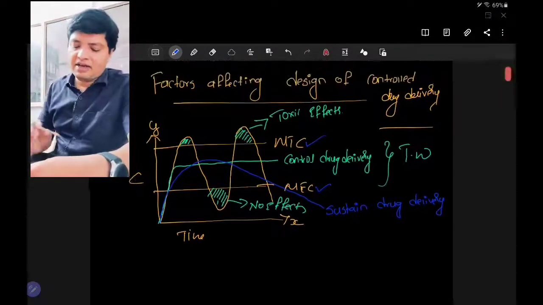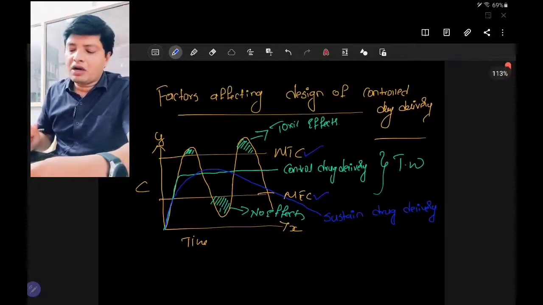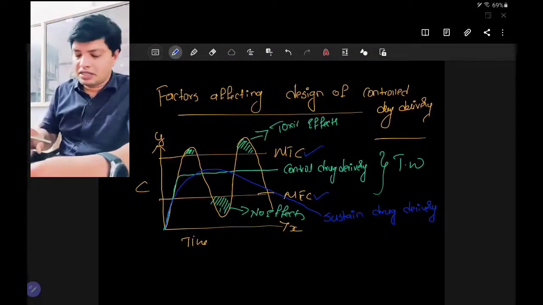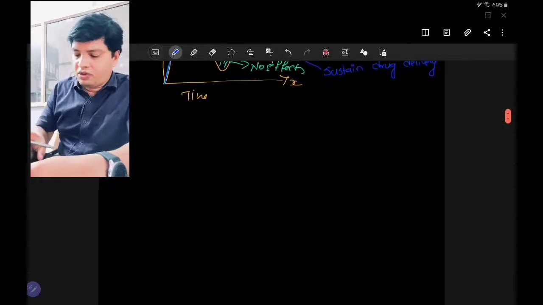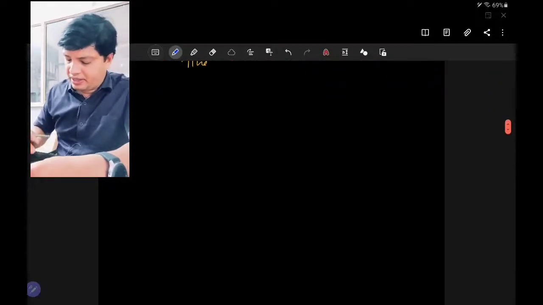Now we will see what are the factors affecting designing of controlled or sustained drug delivery system. So if you go to the factors, you can check here.